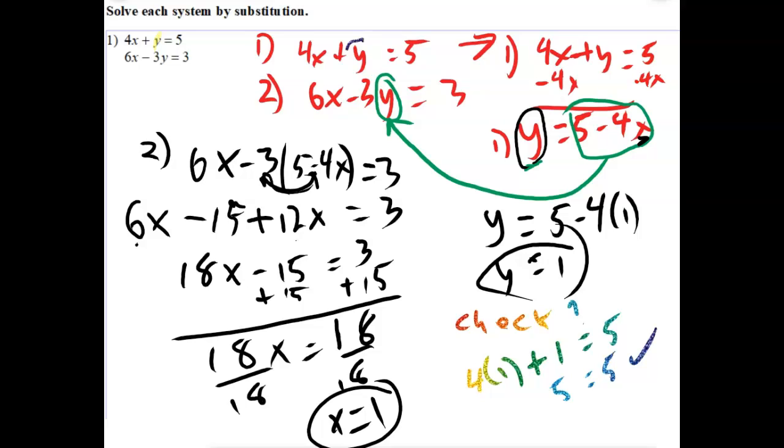And I started by isolating the y because it just had a 1 in front of it. In the next video, I'm going to do an example of one where you isolate the x. It doesn't have to be the y you isolate.